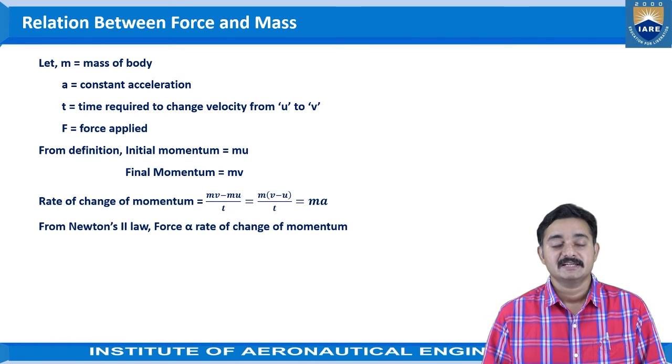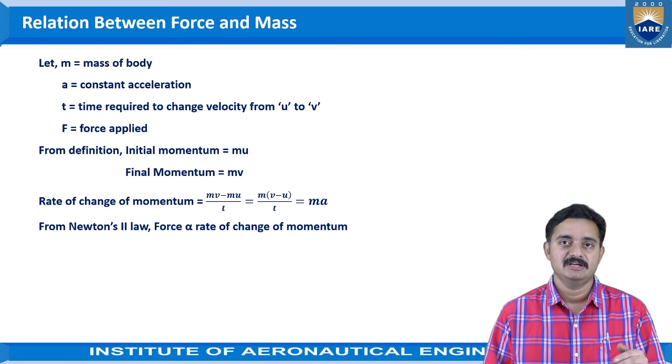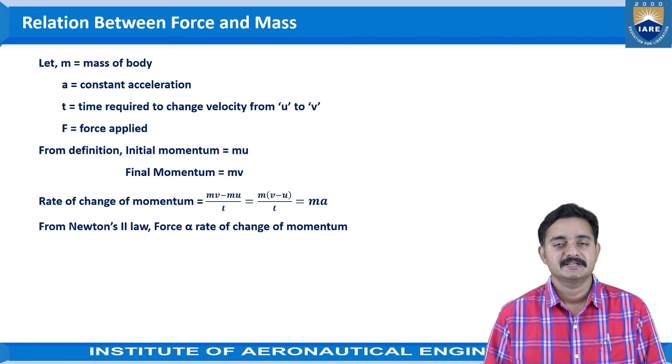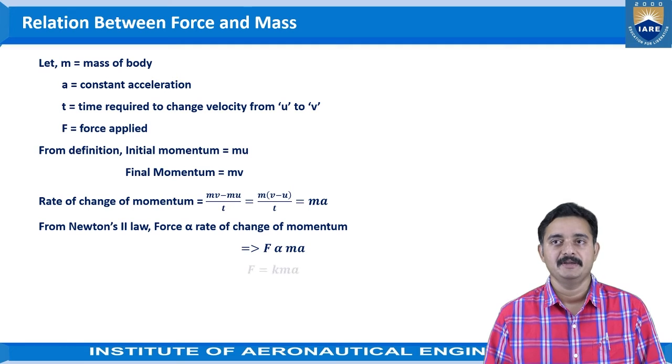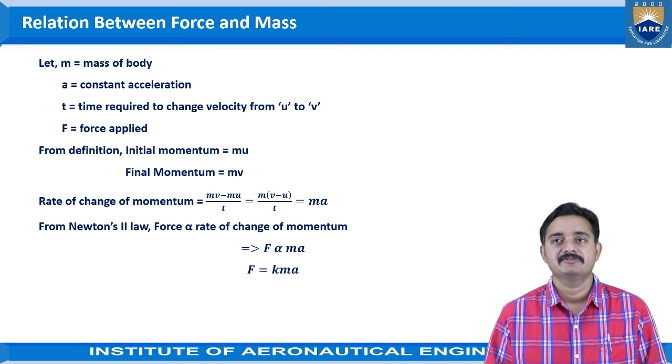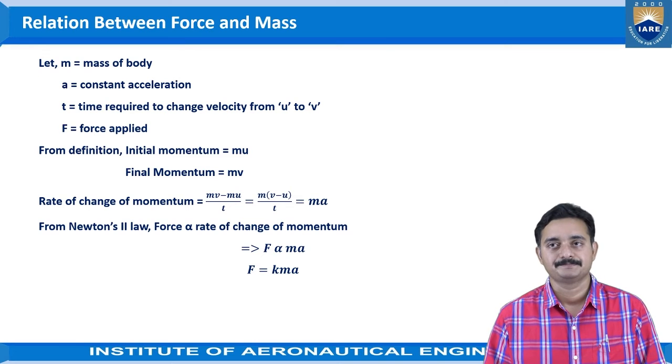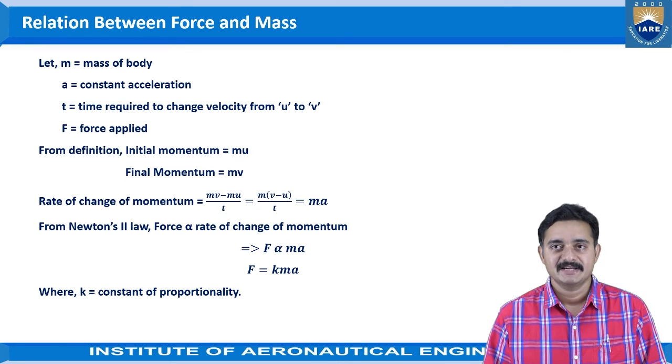From Newton's second law, we can say that force is directly proportional to the rate of change of momentum. As we have discussed in Newton's laws, force is directly proportional to the rate of change of momentum. So this can be implied as F is proportional to the rate of change of momentum, which we have obtained as ma. So F is proportional to ma. If we need to remove the proportionality, we involve the proportionality constant, that is F is equal to K into ma, where K is the constant of proportionality.